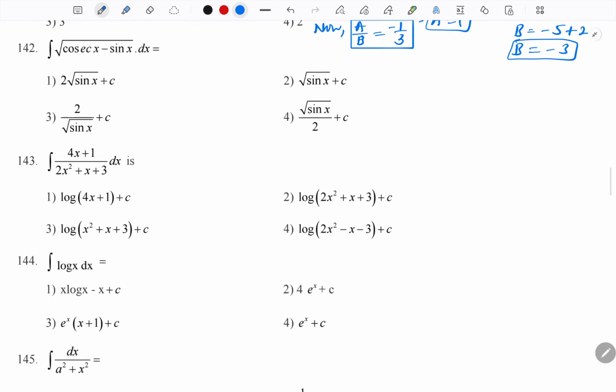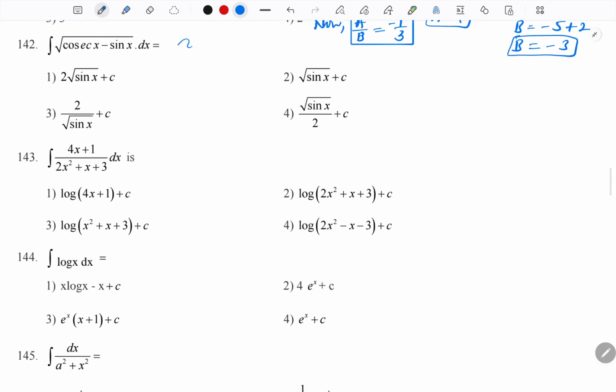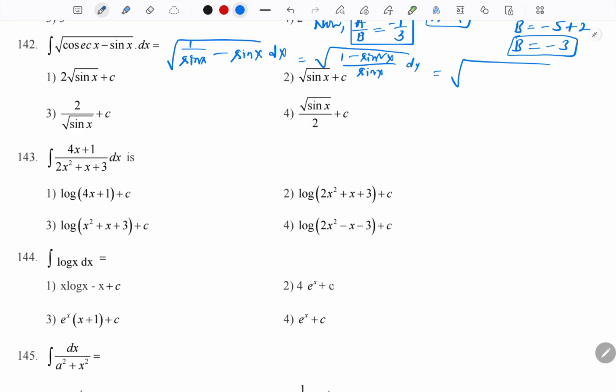Okay, next question. See, first write this in the simplest manner. Under root of cosecant x we can write 1 by sin x minus sin x, into dx. If we cross multiply, then what will we get? 1 minus sin square x by sin x dx. What is 1 minus sin square x? We know, right? Cos square x. Then we get cos square x by sin x.